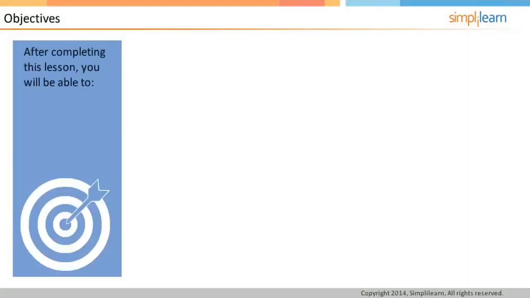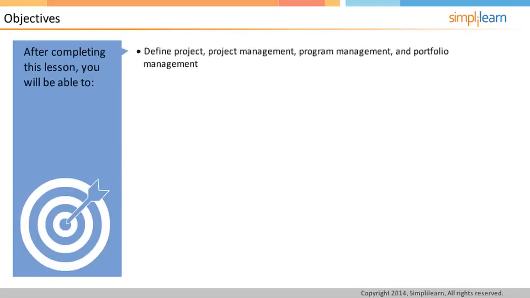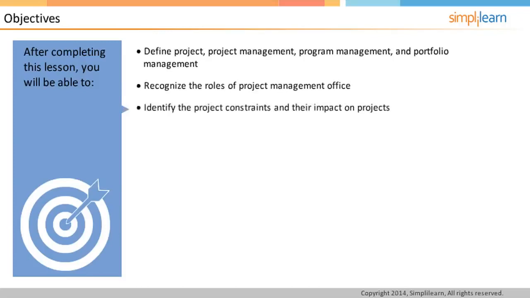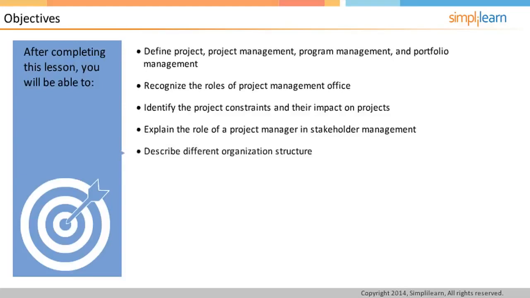After completing this lesson, you will be able to define project, project management, program management, and portfolio management. Recognize the roles of Project Management Office. Identify the project constraints and their impact on the project. Explain the role of a project manager in stakeholder management. Describe different organization structures. Differentiate between a project life cycle and a product life cycle. Let us begin this lesson with understanding what a project is in the next screen.